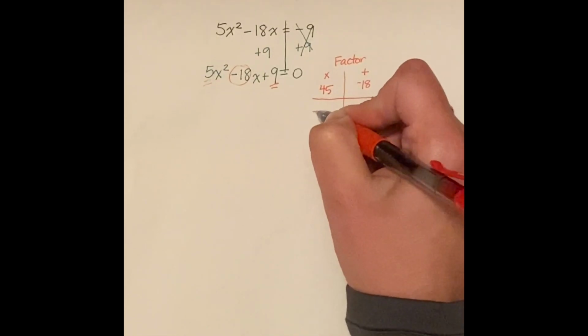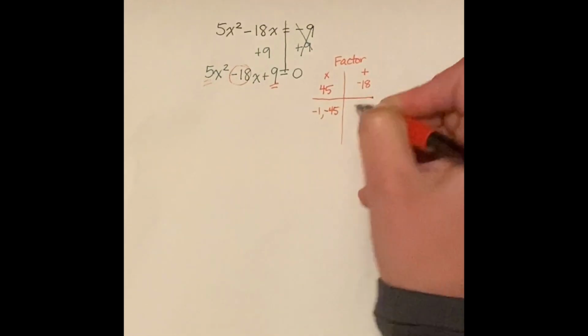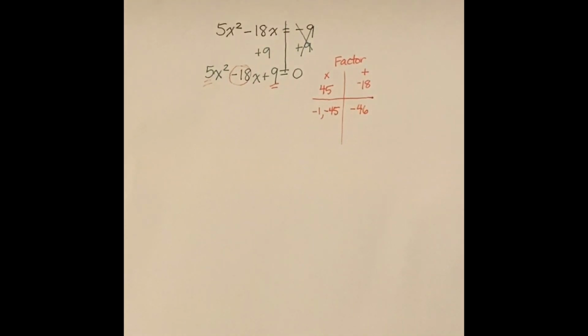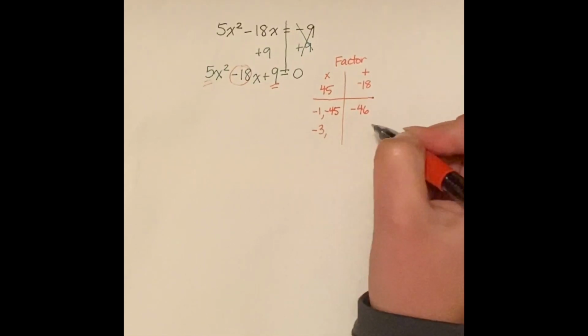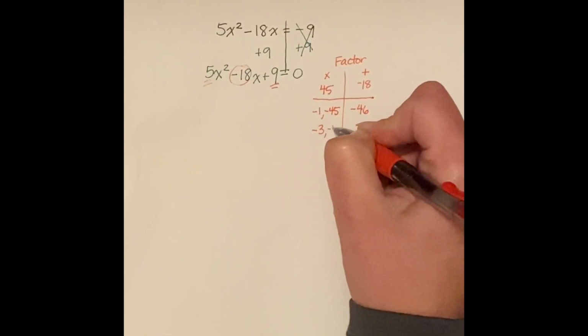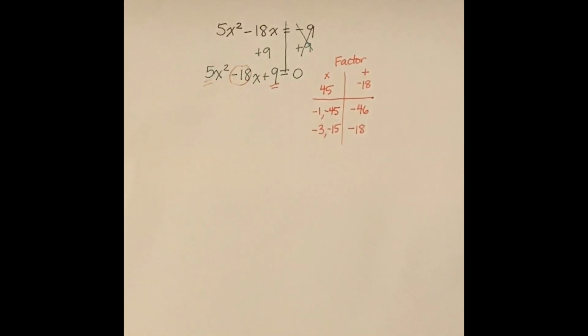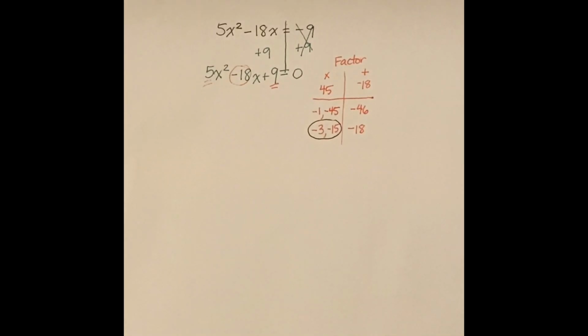All right, here we go. -1 and -45. That does not add to -18, so that is not our number. 2 doesn't go into 45, but I know that 3 does. 3 goes into 45 15 times. Hey, guess what? We found it. Here are our magic numbers.